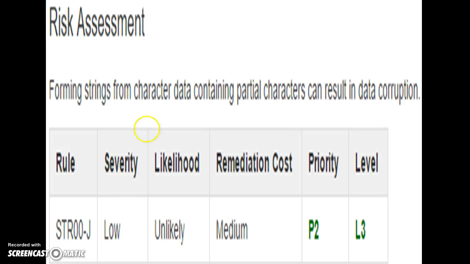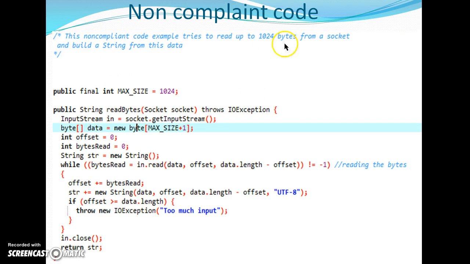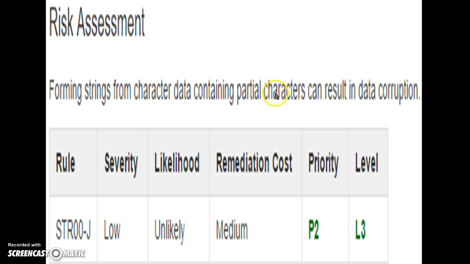Risk assessment. Forming a string from character data containing partial characters can result in data corruption. The partial characters, as we have discussed in the non-compliant code: the character's first byte is read in the ith iteration and the next ones are read in the next iteration. So those are partial characters. Hence it will result in data corruption.